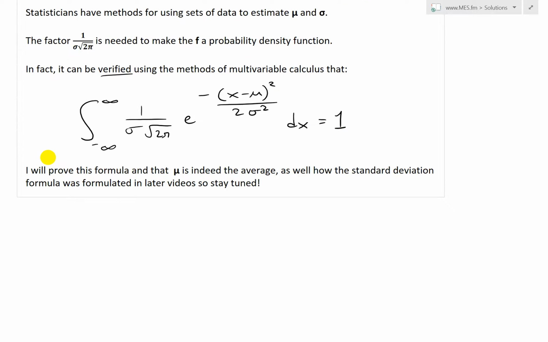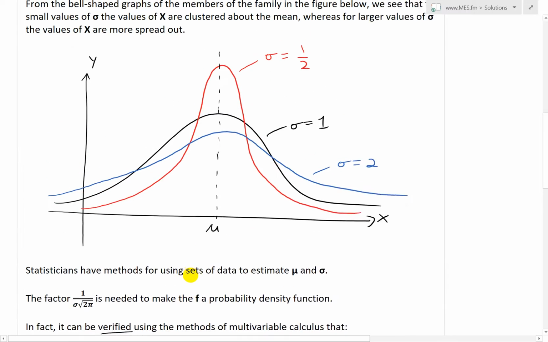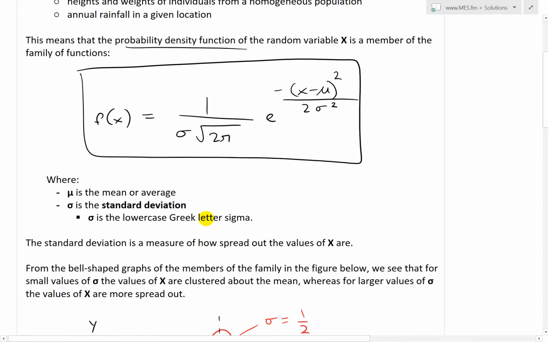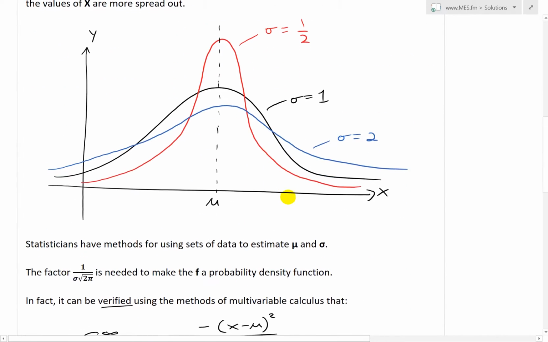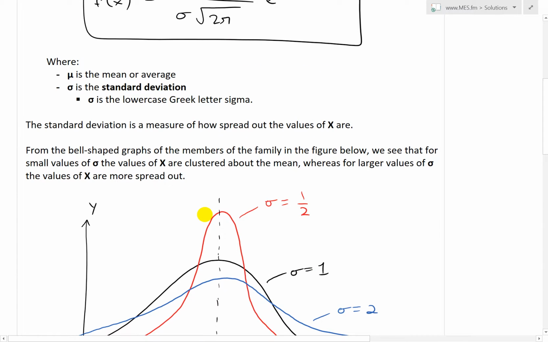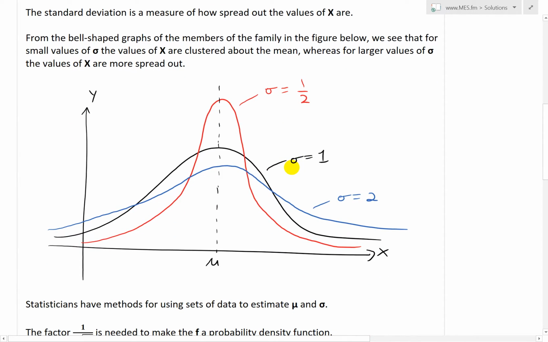I will prove this formula, and also that mu here is indeed the average, as well as how the normal distribution formula was derived, I'll do that all in later videos. Basically, I want to cover this introduction to this formula, because this formula is just a graph. Again, it's just a model. It looks like this. When you change the sigma, or standard deviation, it gets more condensed or more spread out. And that's the whole idea here.